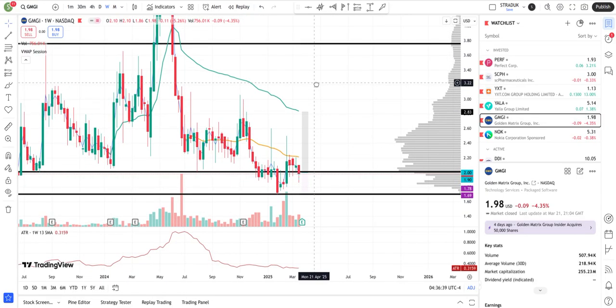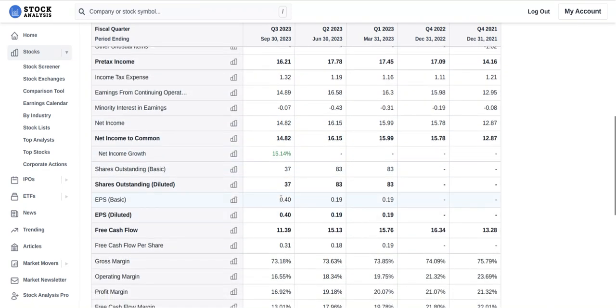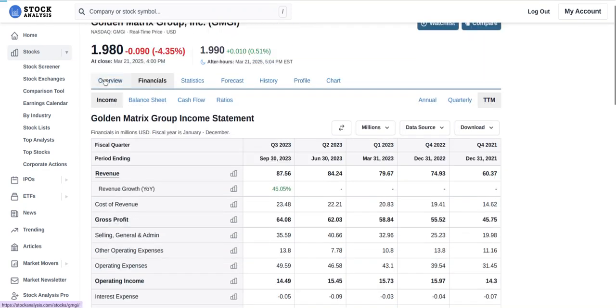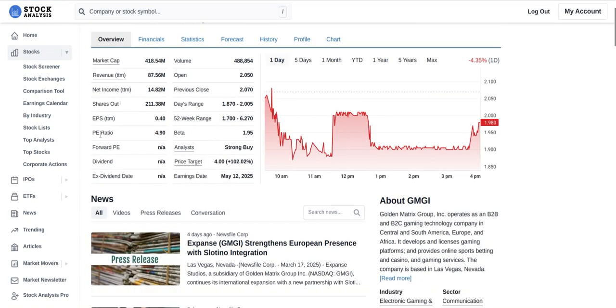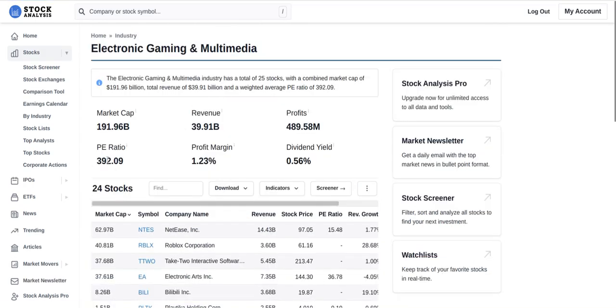But we're going to heavily monitor this stock and see how it performs in relation to its current industry at the moment. The earnings per share is roughly 40 cents per share, and if we look at the stock's overview, its price to earnings ratio is 4 times, so you're paying 4 times more for the stock in relation to its earnings and the industry that it's in. The average PE is roughly around 392. So when you think about it that way, you're paying 388 times less compared to its average PE in the industry that it's working in, which is electronic gaming and multimedia.